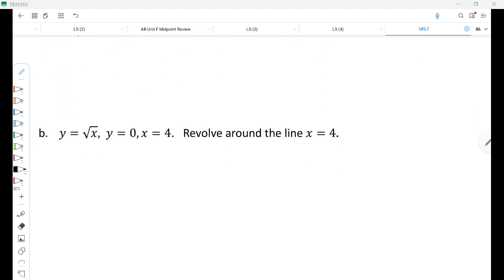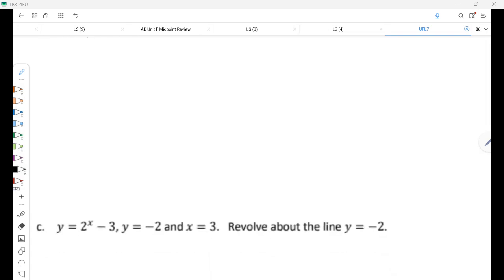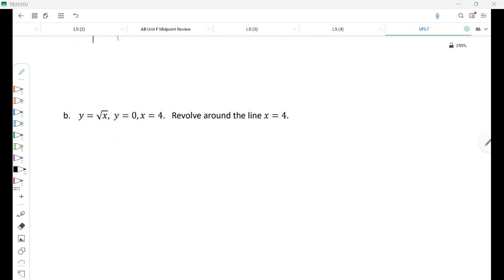All right, letter B. Yep. Y equals the square root of x, y equals 0 and x equals 4. Let's see what happens here. So we got to remember what the square root of x looks like. It's just a parabola flipped on its side, but only the positive part of that parabola. So you're drawing x squared, but you're drawing it on its side, but you're not drawing it in any negative y values because the square root of x is only positive.